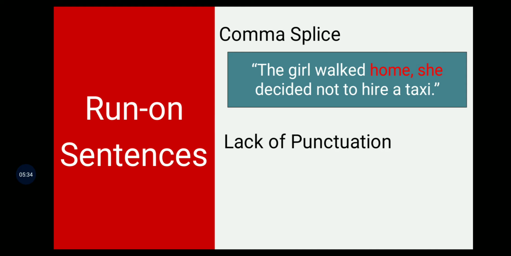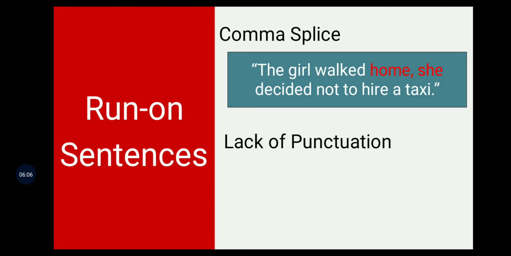So you see, the first part of the sentence, that is before the comma, the girl walked home, is one complete sentence in itself. And the second part, that is after the comma, she decided not to hire a taxi, is also a complete sentence. So in such cases, we should ideally make use of a full stop or a period to separate the two sentences and make them individual sentences rather than using a comma. So if you use a comma in such cases, it leads to comma splice or something called run-on sentences.